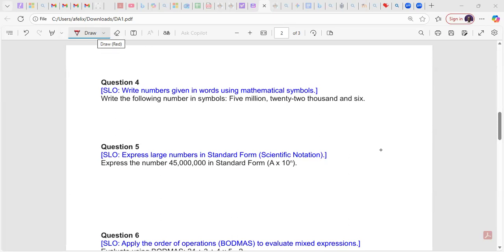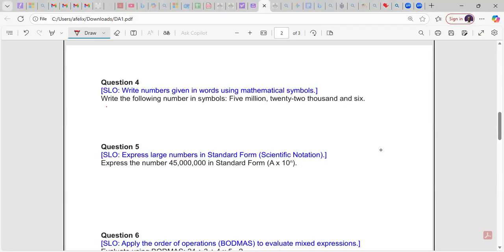So to understand this, remember what we said about place value. Let's see if we could identify for each of these digits the actual place value. So we have our units, tens, hundreds, thousand, tens of thousand, hundreds of thousand, and then we have our million.